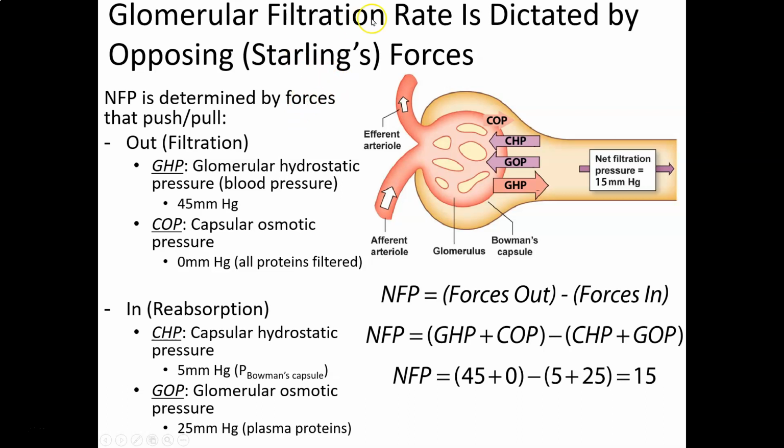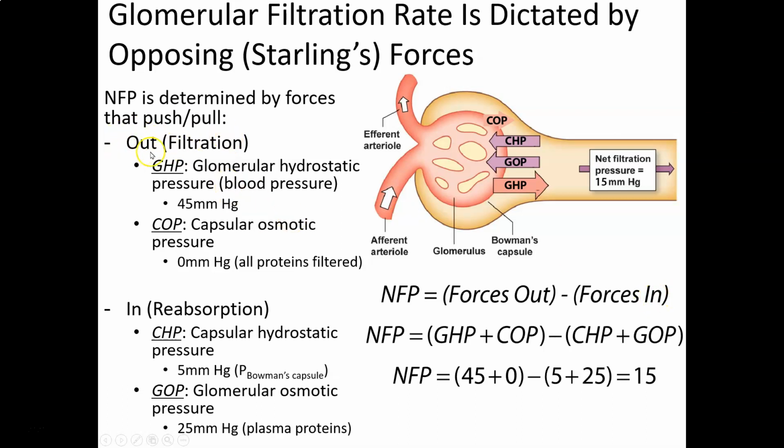So glomerular filtration rate is dictated by opposing Starling forces, and I mentioned those before. We kind of looked at some of them. Here's a little more detail for each one. And the net filtration pressure, or NFP, determines GFR, as we said before. The NFP is the difference between the forces that act out of the capillary and the forces that act into the capillary.